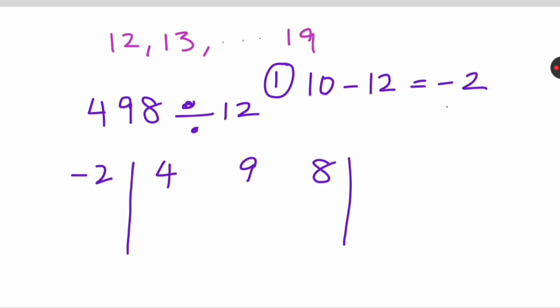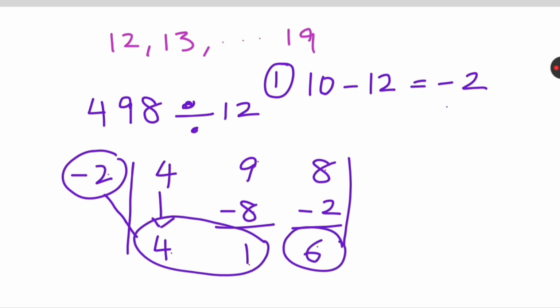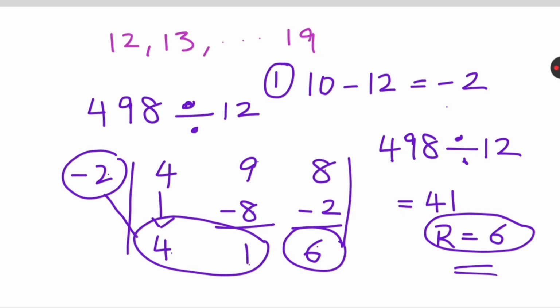First, bring down the number as it is. What we have is 4, and do cross multiply. Minus 2 times 4 gives minus 8. After subtracting, you are getting 1. Then again do cross multiply. Minus 2 times 1 gives minus 2, just write minus 2 right here. So 8 minus 2 is 6. That means the remainder is 6. The quotient is 41. So when you do 498 divided by 12, the quotient is 41 and the remainder is 6. Like that you have to divide.